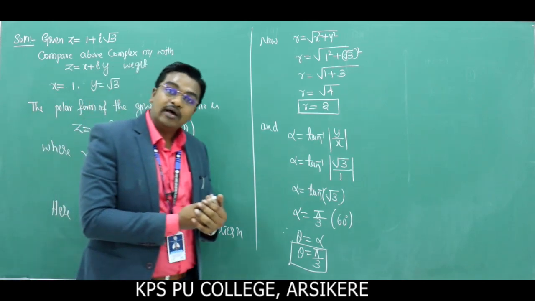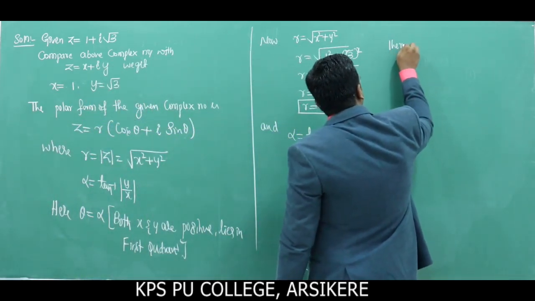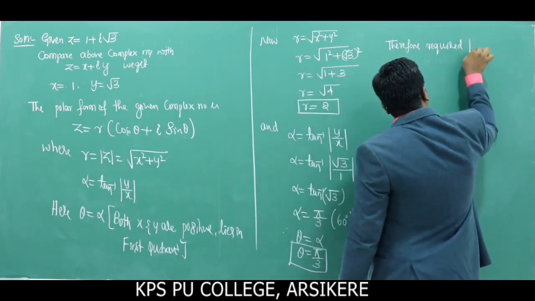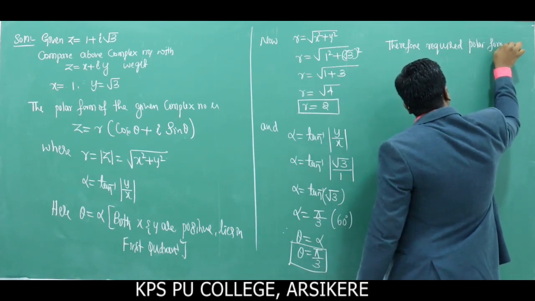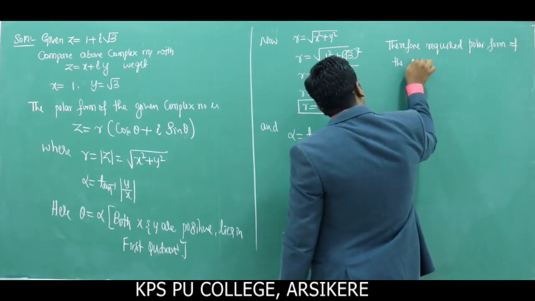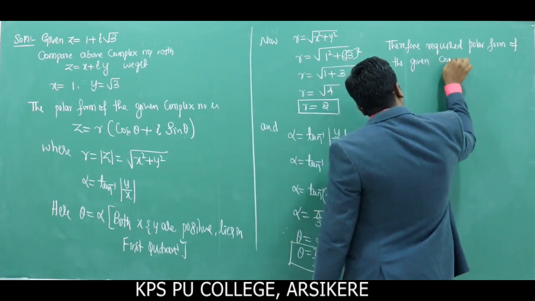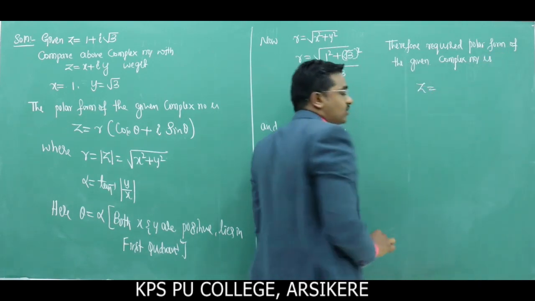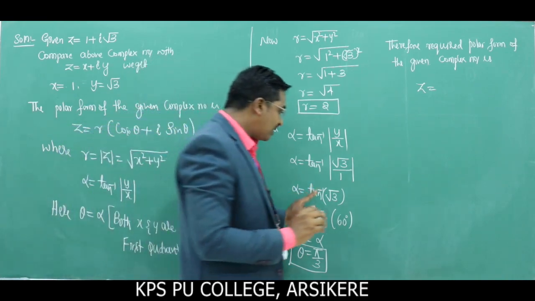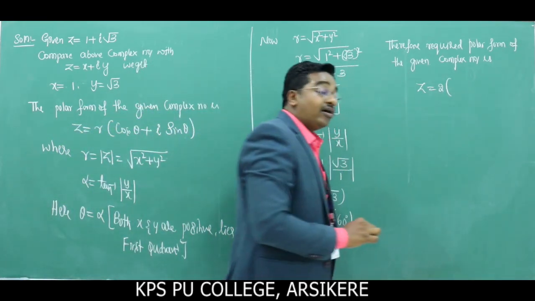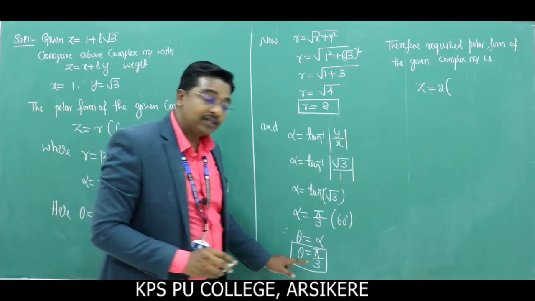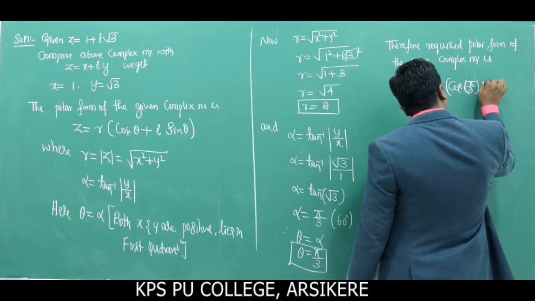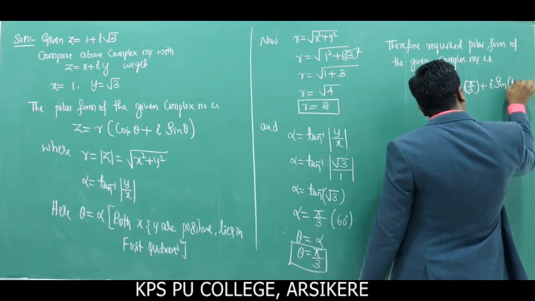Then substitute in the polar form. Therefore the required polar form of the given complex number is z is equal to, just substitute the values of r and theta. What is r? r is equal to 2. Cos of theta, which is pi divided by 3. So z is equal to 2 times cos of pi divided by 3 plus i times sin of pi divided by 3.